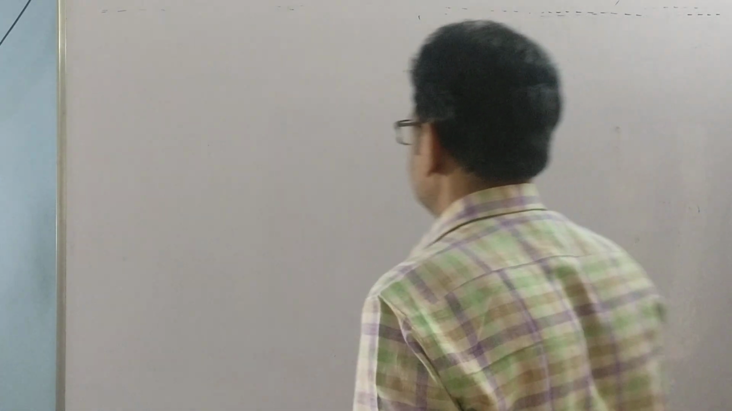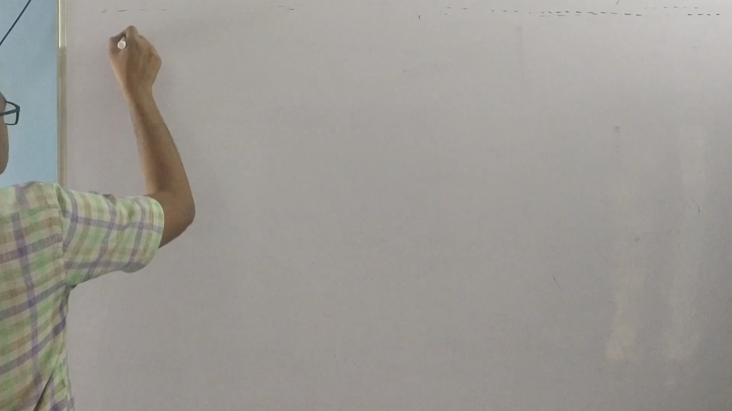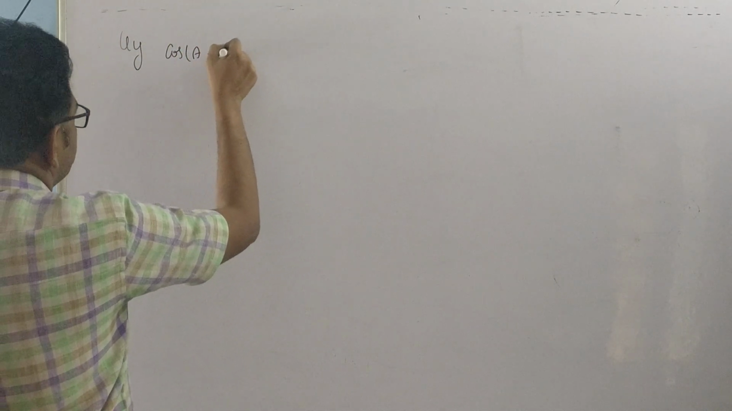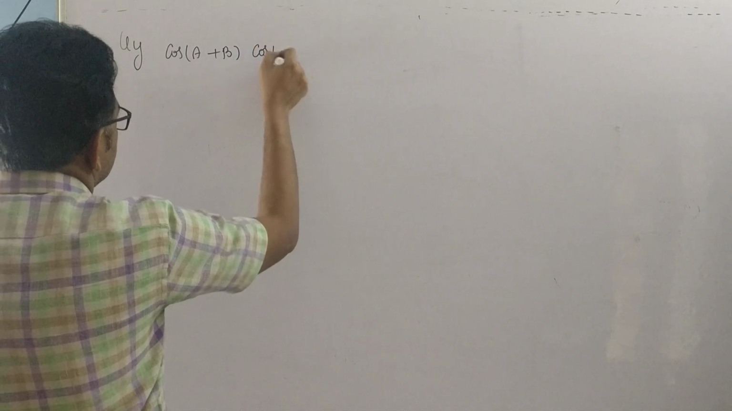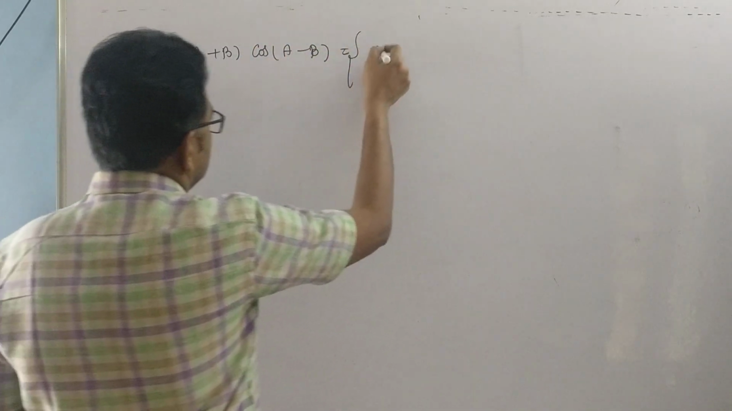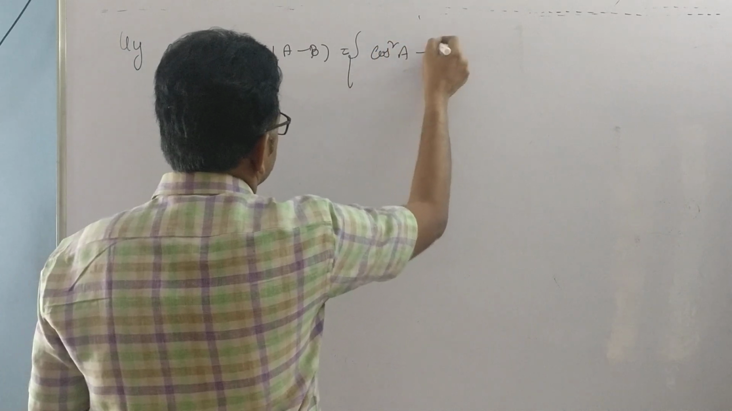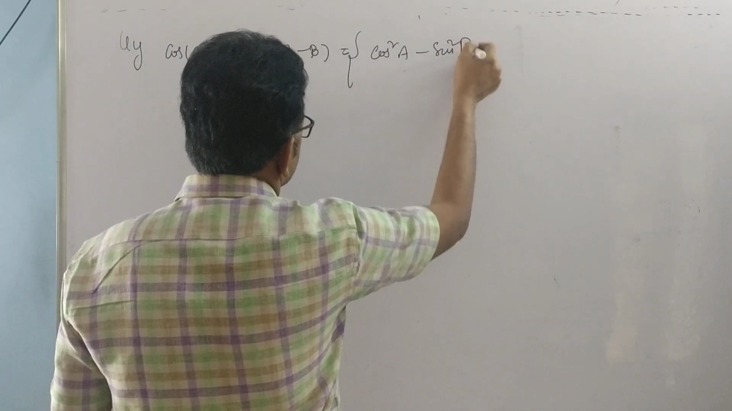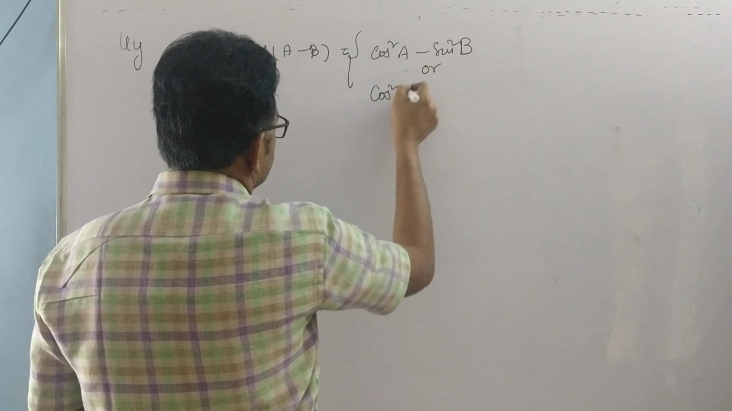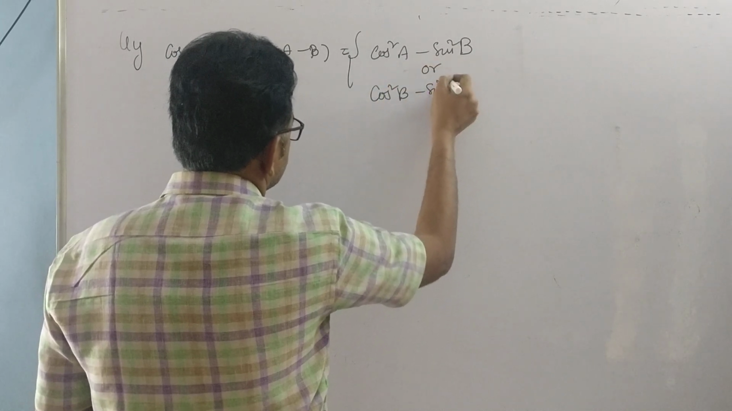So for the next part you have to derive similarly. cos of a plus b into cos of a minus b is equal to cos square a minus sin square b, or cos square b minus sin square a.